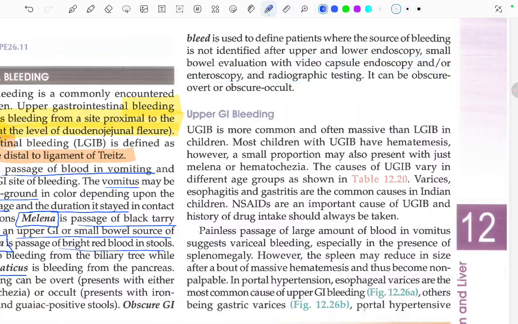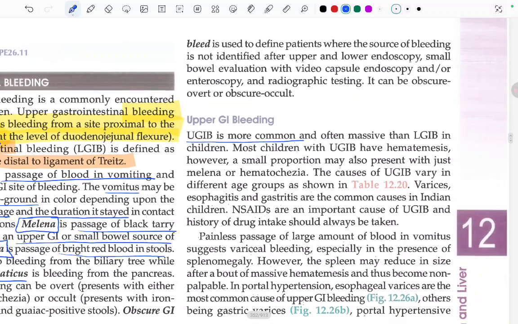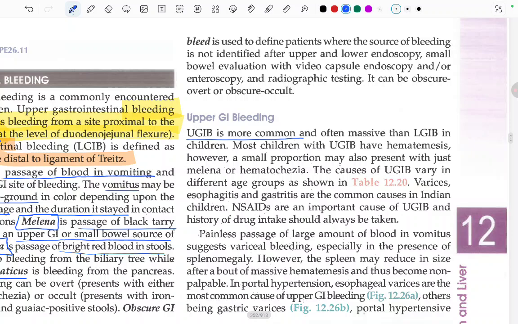Upper GI bleed. Upper GI bleed is more common and often more massive than lower GI bleed in children. Okay, what is more common in children? Upper GI bleed is more common and often massive comparatively. Most children with upper GI bleed have hematemesis. However, a small portion may present with just melena or hematochezia. Mostly they will present with hematemesis.